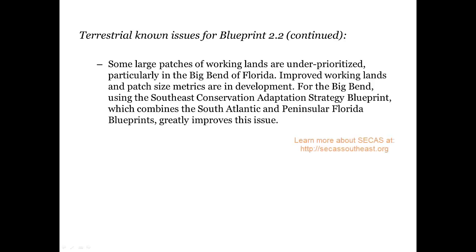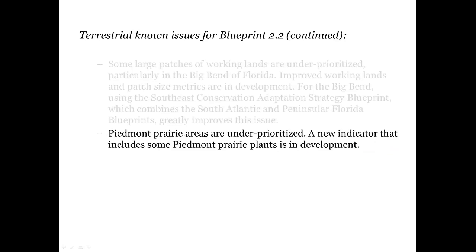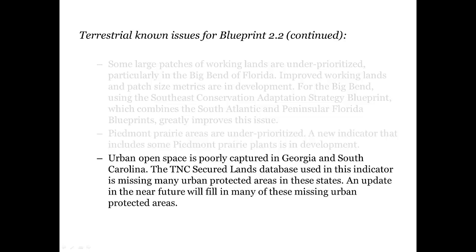For the Big Bend, using the Southeast Conservation Adaptation Strategy or SECAS blueprint, which combines the South Atlantic and Peninsular Florida blueprints, greatly improves this issue. Piedmont prairie areas are under-prioritized. A new indicator that includes some Piedmont prairie plants is in development. Urban open space is poorly captured in Georgia and South Carolina because the Nature Conservancy's Secured Lands database is missing many urban protected areas in those states. An update to that dataset will fill in many of these gaps.